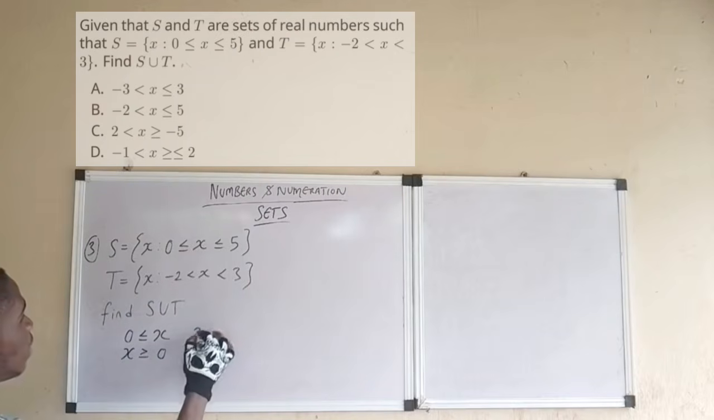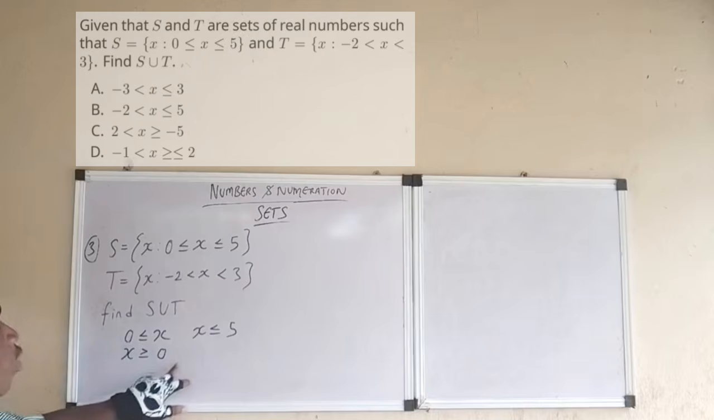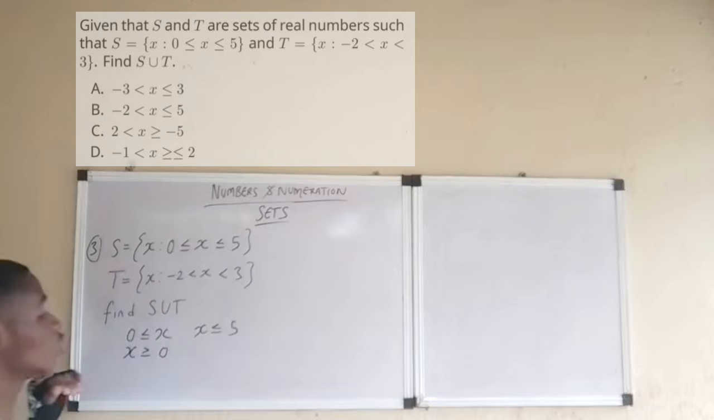Now, the other part is x is less than or equal to 5. So you write the other part, x ≤ 5. Now, I want x to always be here, so that's fine. So, x is a number that is greater than or equal to 0, but also less than or equal to 5. X is a number that is greater than or equal to 0, but also less than or equal to 5.